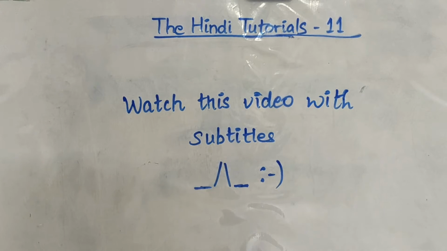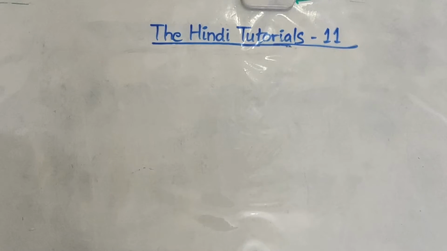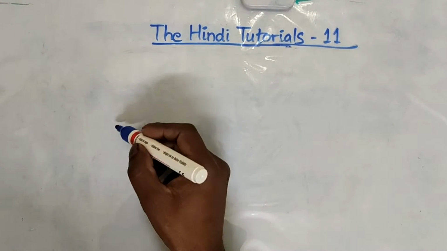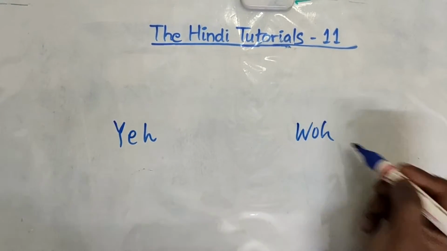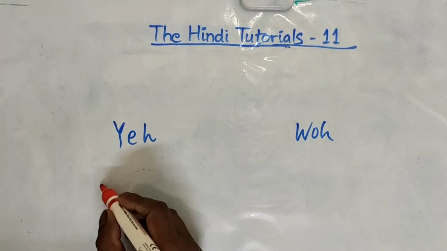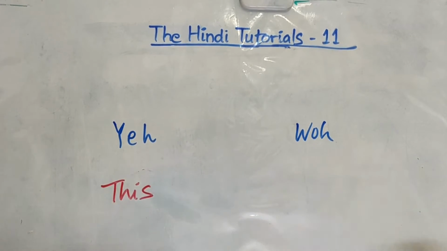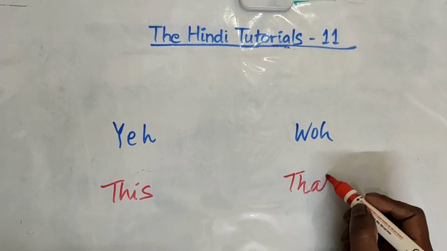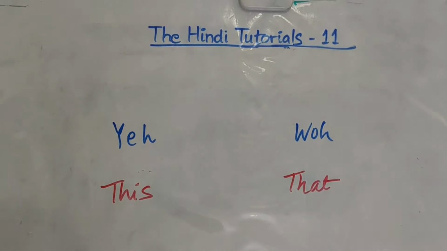And now we are ready to move ahead. In tutorial number 8, we learned how to make sentences using main, aap and tum. In this lesson, we are going to learn a new type of sentence using ye and wo. Ye means this and wo means that. ठीक है? Let's go.